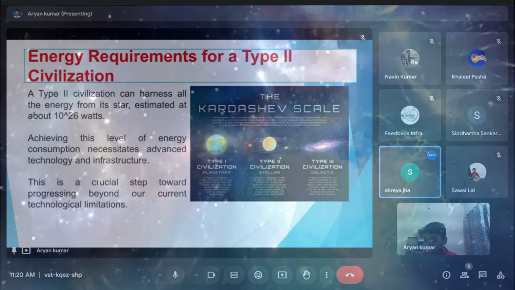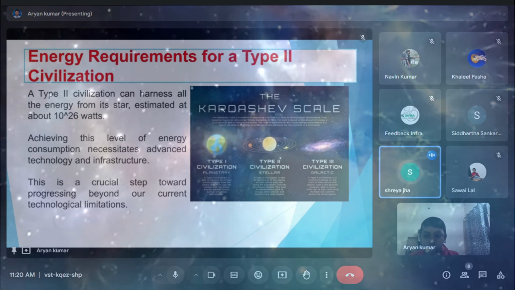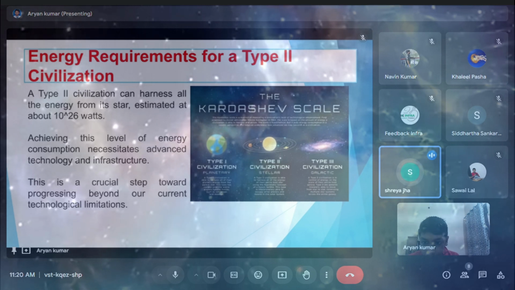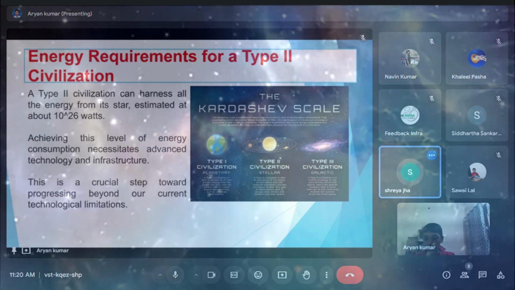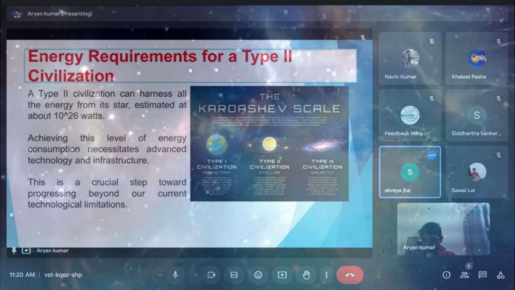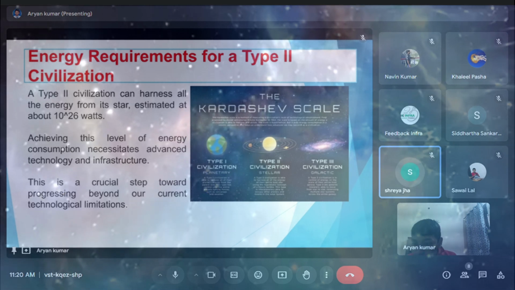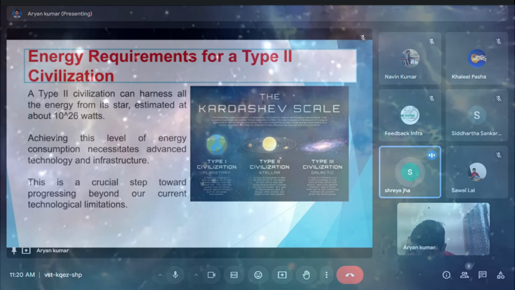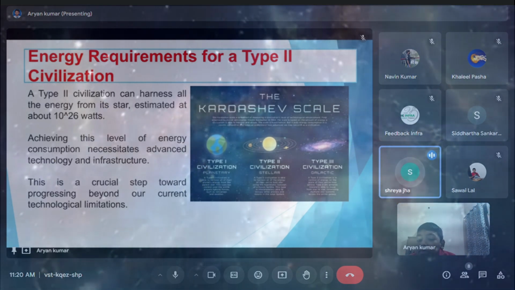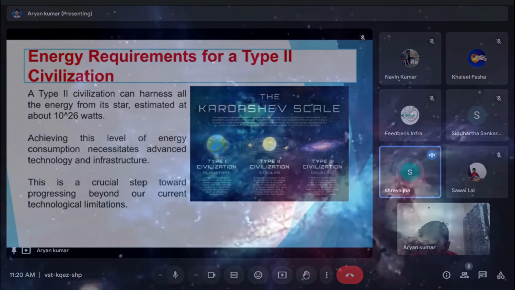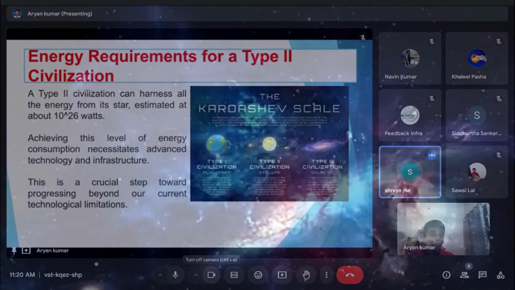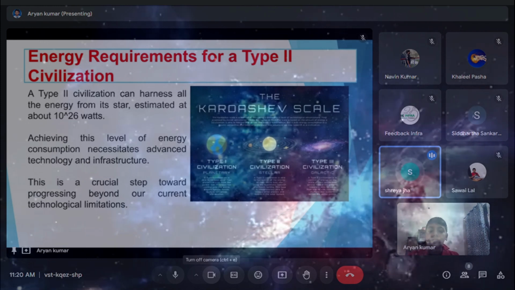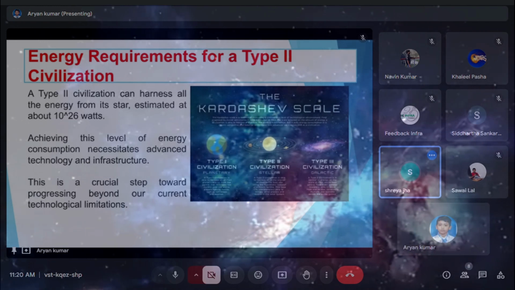Yeah, sure. A type 2 civilization can harness all the energy from its star, estimated at about 10 raised to the power of 26 watts. Achieving this level of energy consumption necessitates advanced technology and infrastructure. This is a crucial step toward progressing beyond our current technological limitations.